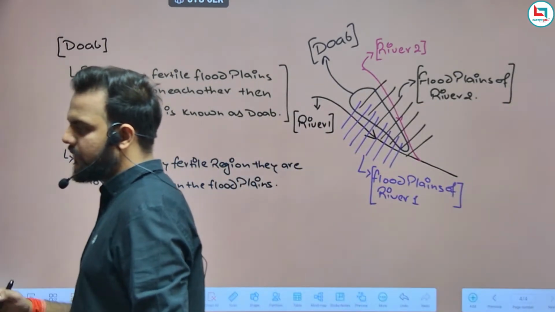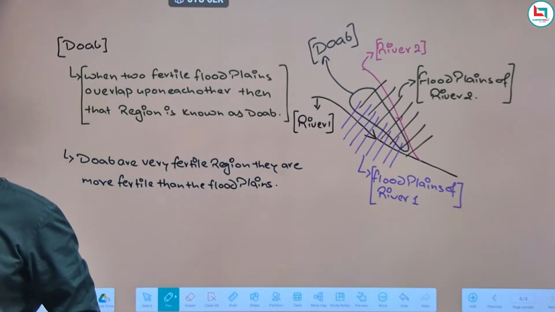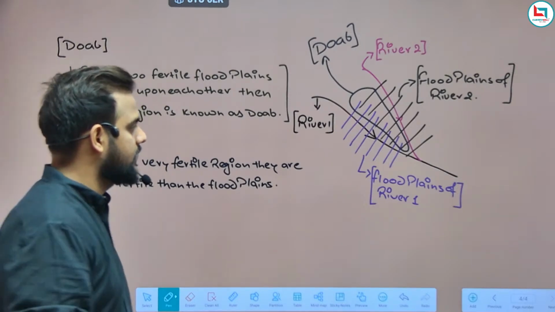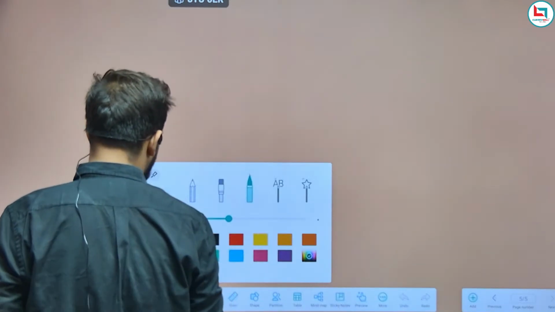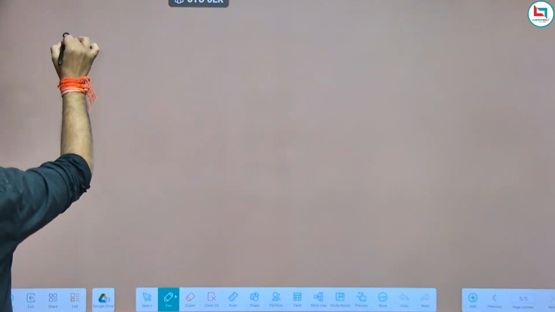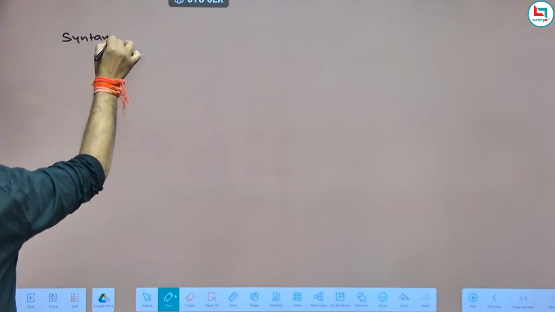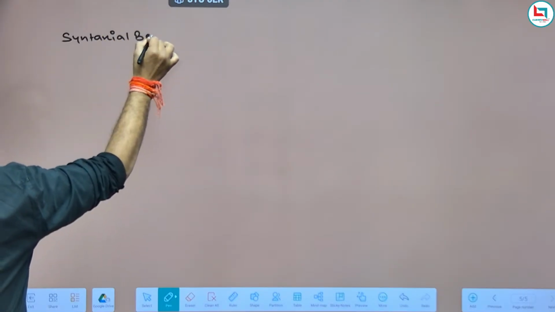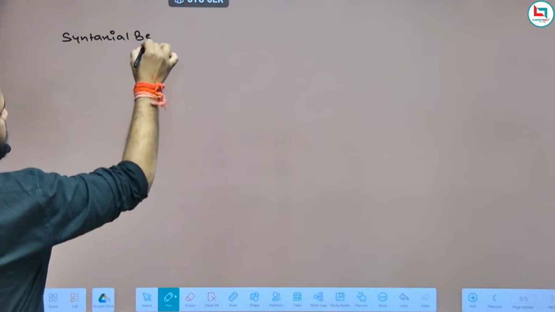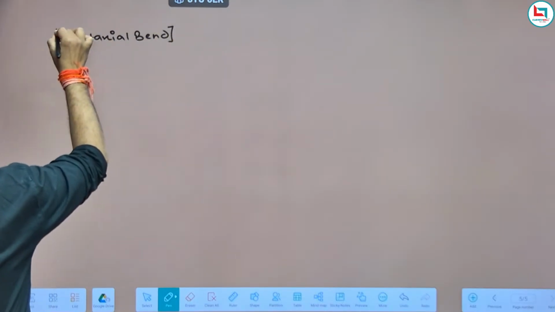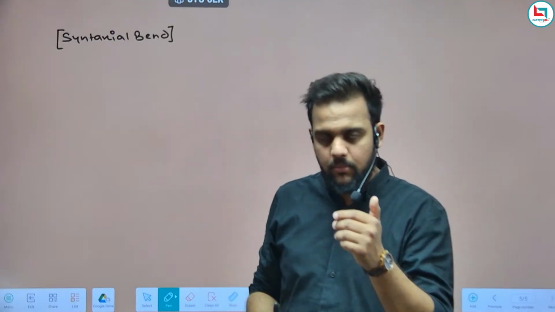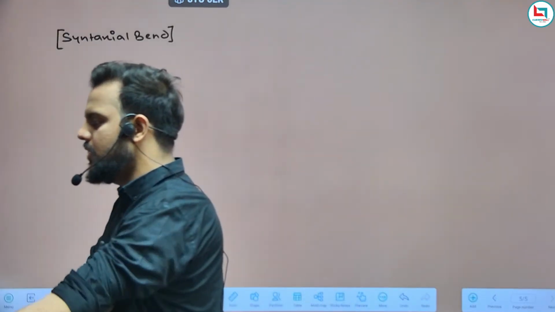The next concept that we should know about the river is the syntaxial bend. What is the syntaxial bend? Guys, a syntaxial bend could be taken by a river, by mountain ranges, by any geographical feature. A syntaxial bend is a sharp turn in the mountain range or in the river course. It's any sharp turn.